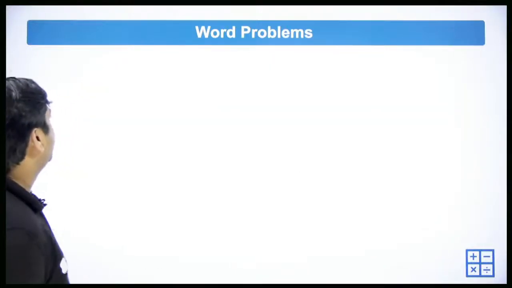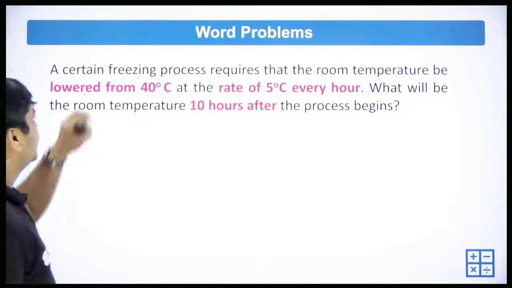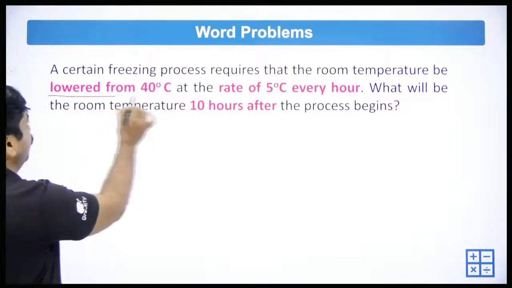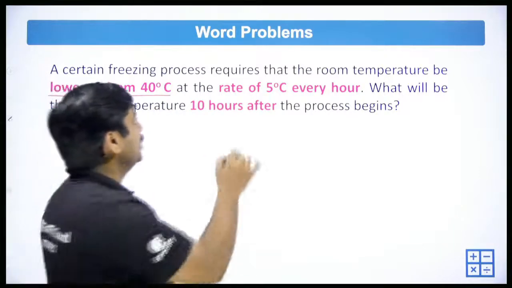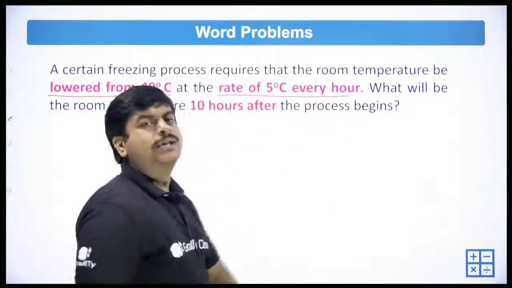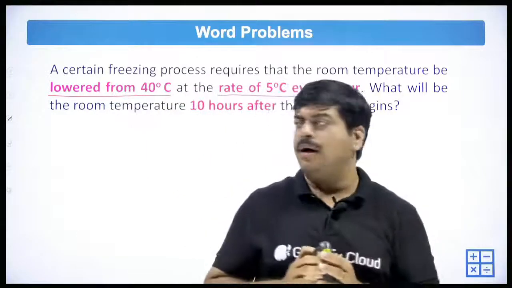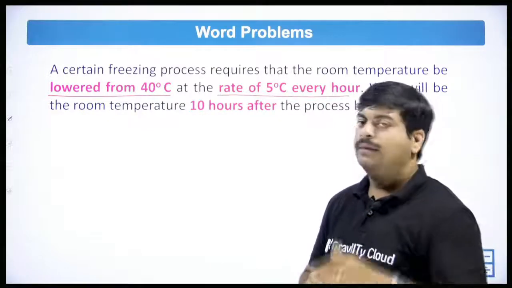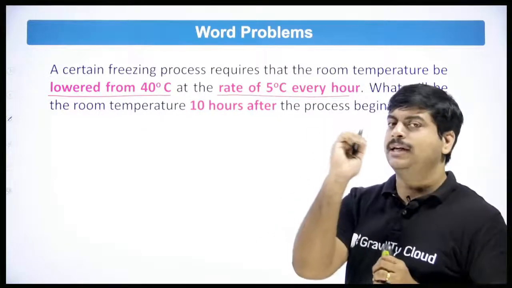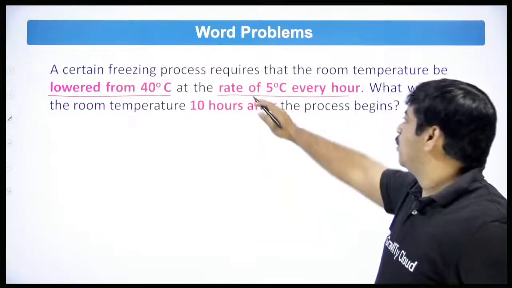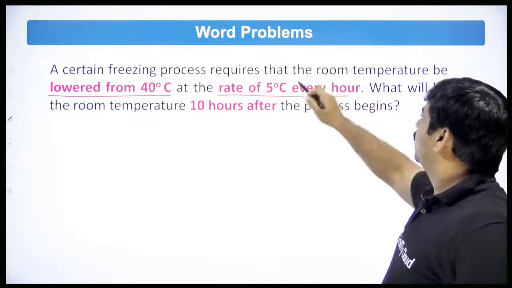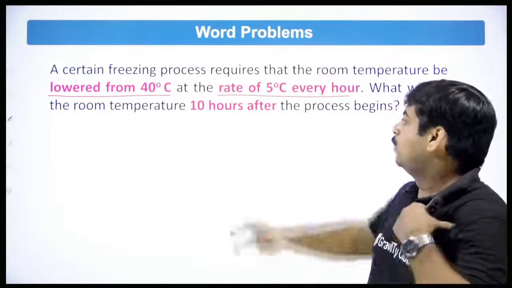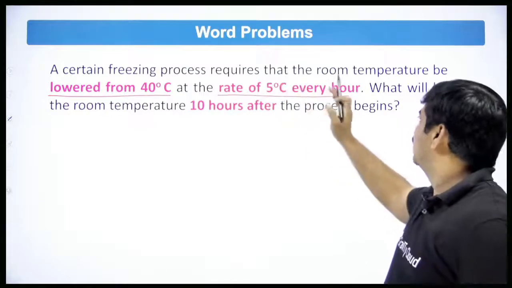A certain freezing process requires that the room temperature be lowered from 40 degrees at the rate of 5 degrees Celsius every hour. Okay, so there is some process going on, a freezing process. So what is the condition there? The initial temperature is 40 degrees, from there it is being reduced at the rate of 5 degrees every hour. The room temperature being lowered means reducing.